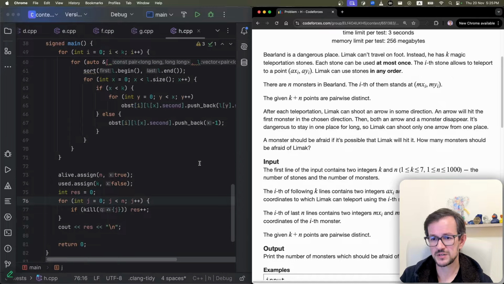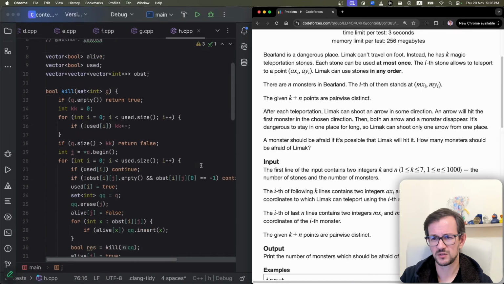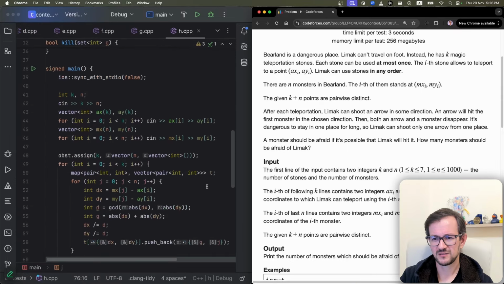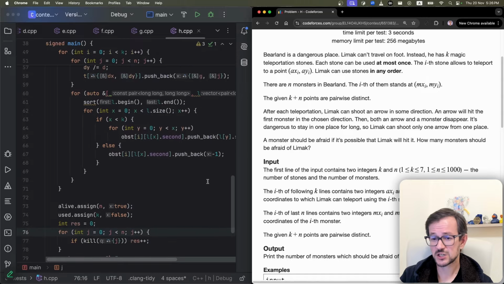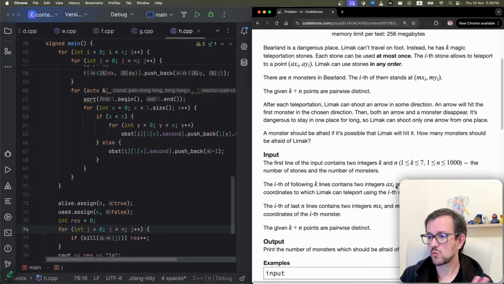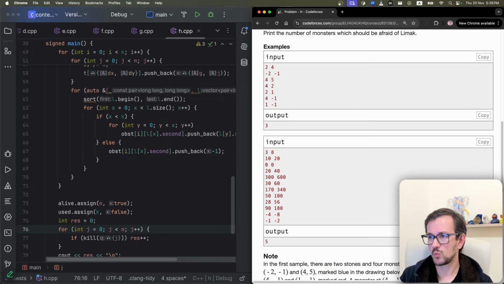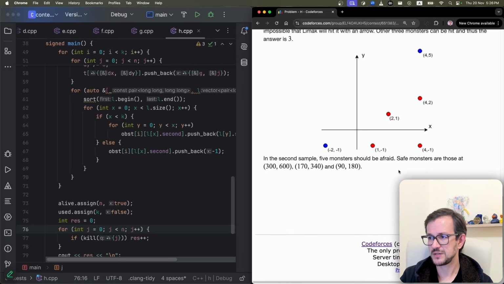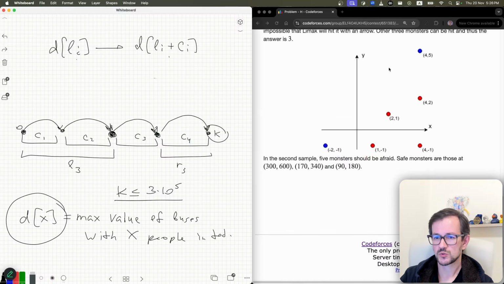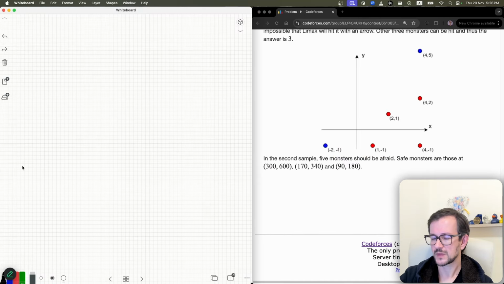So this is the whole code. It's longer than usual. It's actually fun. So let's see. What do we do in this problem? We need to kill some monsters. Let me draw some pictures. So we need to kill some monsters. What's the problem? Sometimes to kill a monster, we have to kill another monster first.